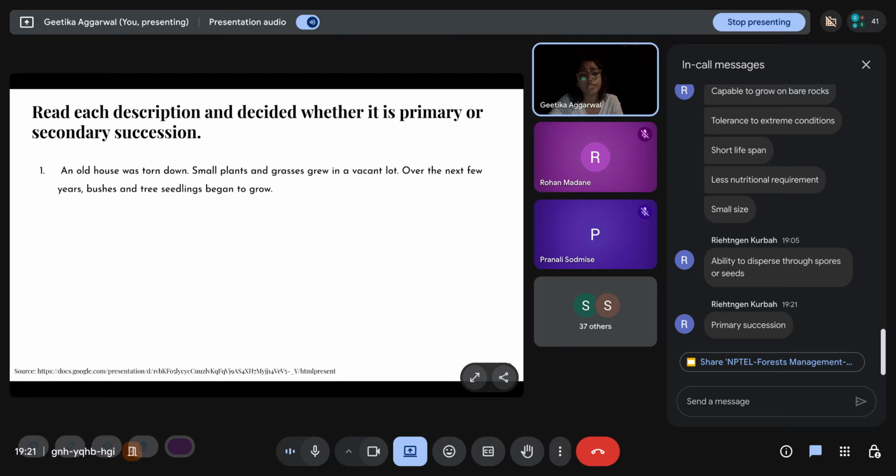Okay, you're saying primary succession. Why? Would you like to provide a reasoning behind your answer?